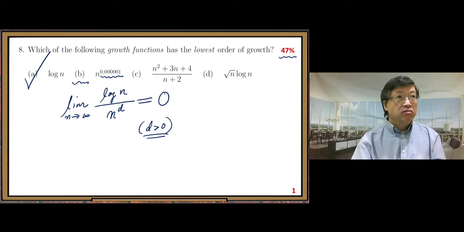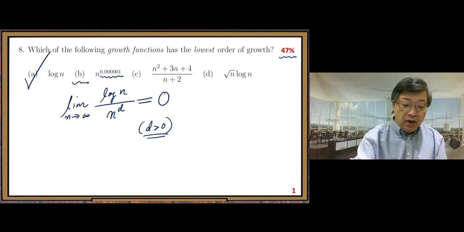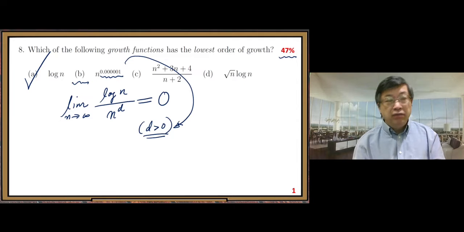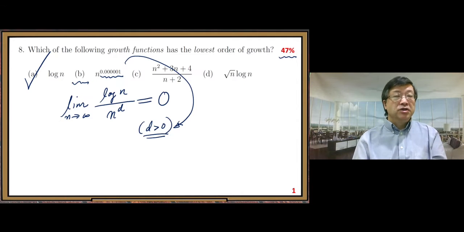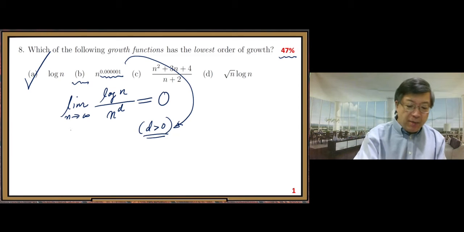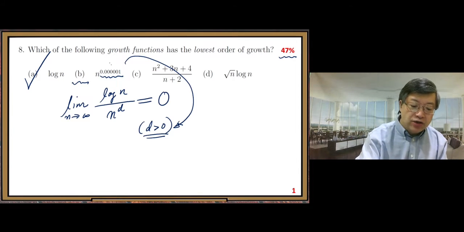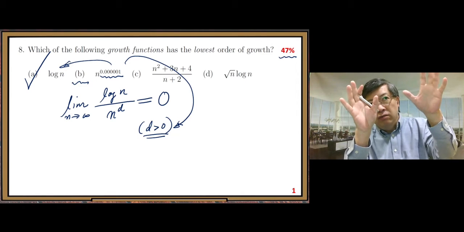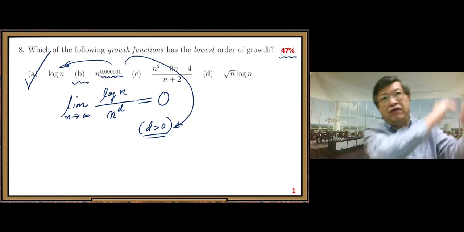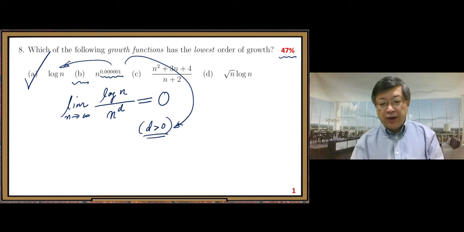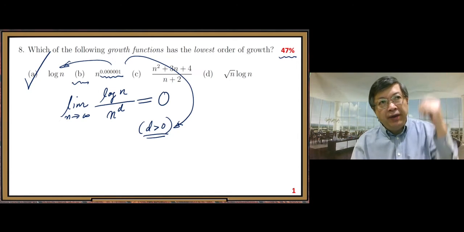Here, because we only need d positive, is this a positive number? It is very small, but it's positive, right? So no matter how small it is, it's good enough. That means if you compare this function with log of m, in the long run it will beat the log function. All right, here we can look at that in another view.